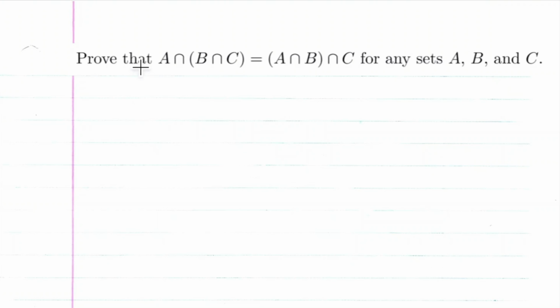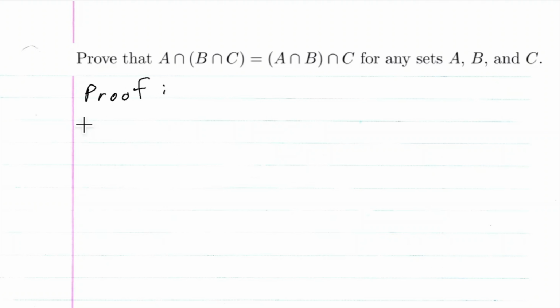Okay, so we're going to prove that A intersection B intersection C is equal to A intersection B intersection C for any sets A, B, and C. Okay, so basically what we're showing is that intersection, right? The operation intersection among sets is associative. So let's go ahead and start the proof.